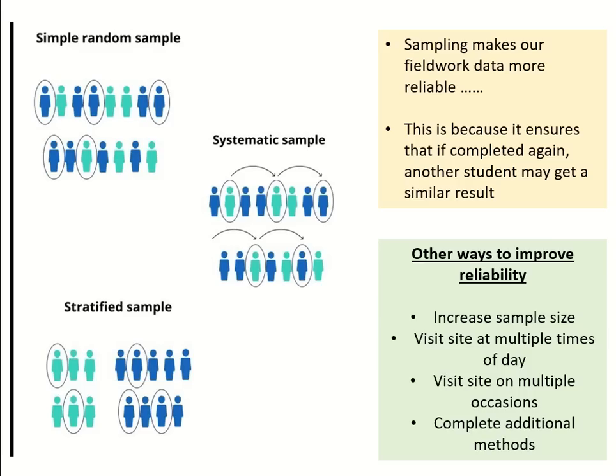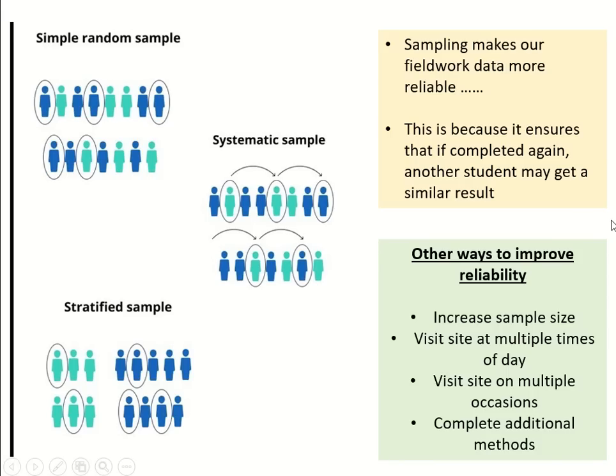We can increase the sample size, get more data. The more data you get, the more reliable your answers will be. We can visit the site at multiple times a day. If I only study air pollution at 9 in the morning during rush hour, that will give me massively different data to if I was to measure air pollution at 12 p.m. or at 3 p.m. outside of rush hour. We could visit the site on multiple occasions to make sure that one day wasn't an anomaly, and we could also add in additional methods as well.